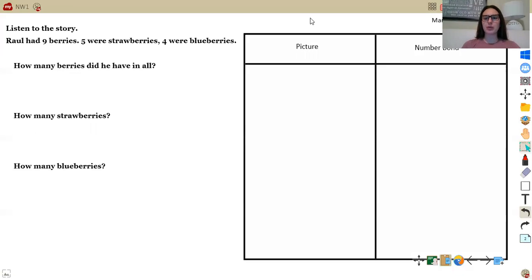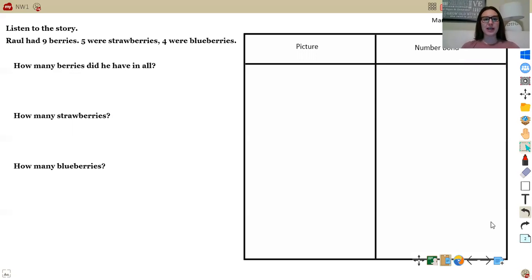So scholars, what I want you to do right now is go ahead and draw a picture to represent the problem, and then do a number bond to represent the problem. Go ahead and press pause and complete the work. When you are ready, come back and we'll do it together.